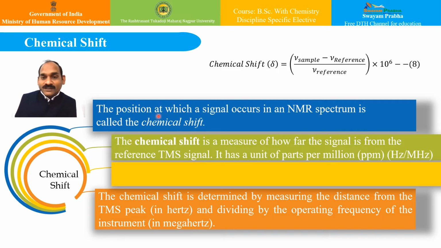Whatever is the position with reference to your TMS signal, whatever is the deviation, that is called the chemical shift. Also, the chemical shift is a measure of how far the signal is from the reference TMS signal, and it has a unit of parts per million, because we divide hertz upon megahertz of the applied magnetic field. This TMS signal is used to define the 0 position on this scale. And finally, the chemical shift is determined by measuring the distance from the TMS peak in hertz and dividing this distance by the operating frequency of the instrument, that is in megahertz. And therefore, the unit of this chemical shift will be ppm.